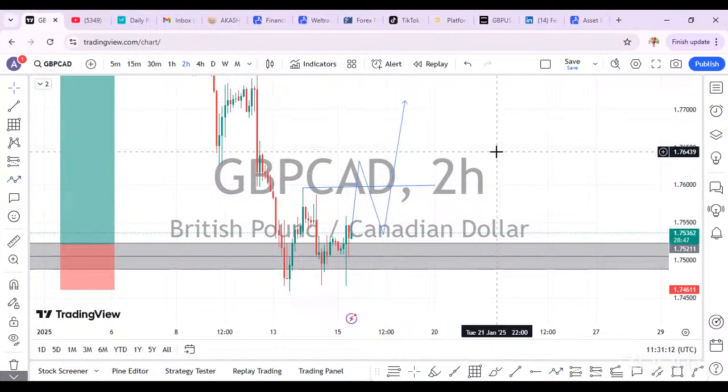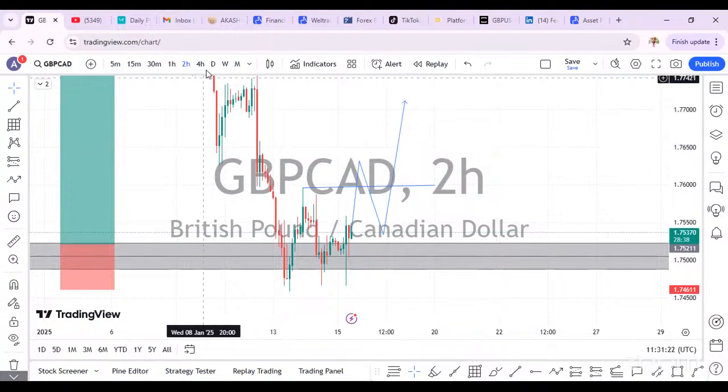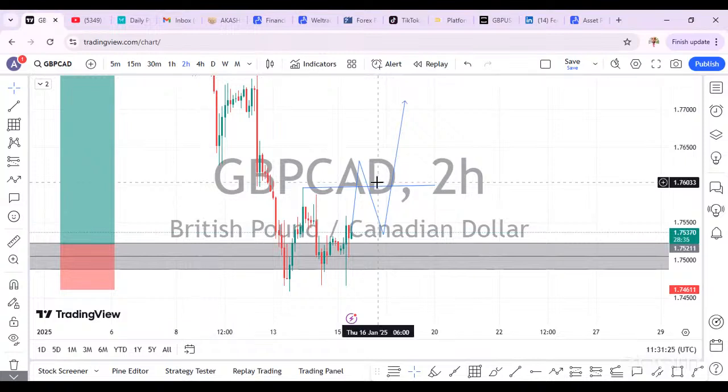So that is it. If you are not yet in, wait for this to happen. But if you are already in, just leave your trade. Manage your trade. I believe it's a buy market.